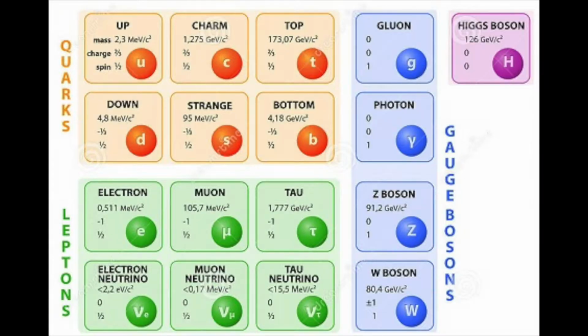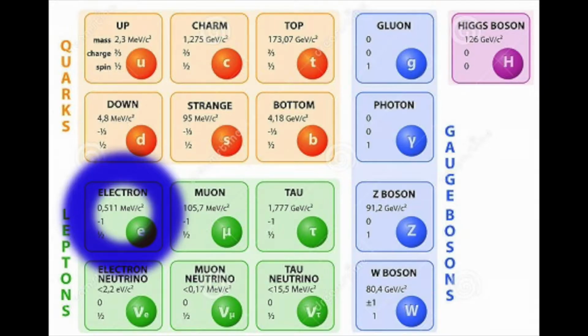Here's something called the Standard Model. The Standard Model is to particle physics as the periodic table is to chemistry. Right over here, you'll see the ordinary electron. This is the type they talk about in chemistry.